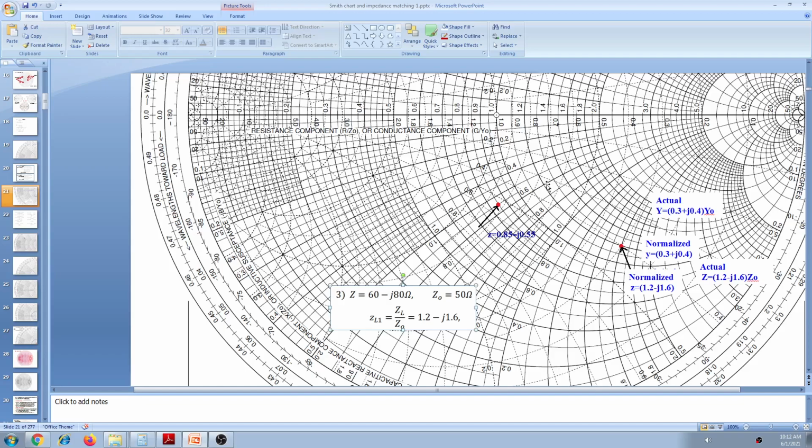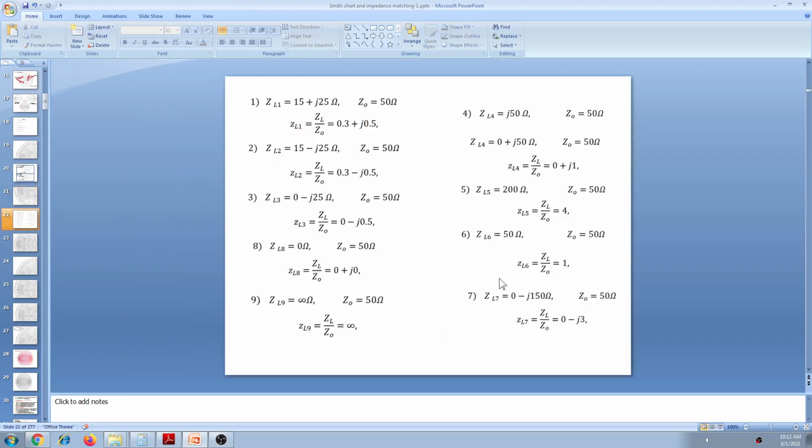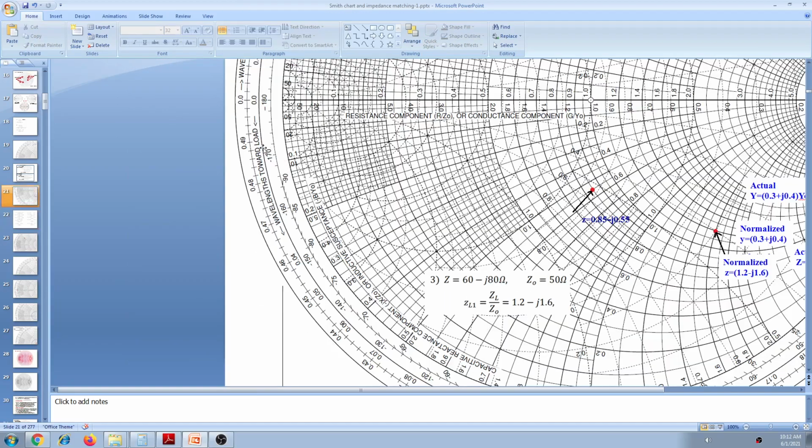Okay, this circle, because we are at minus 1.6, this 1.2 circle must intersect with the minus 1.6. Where is that minus 1.6? Here. See, these are the x values here.